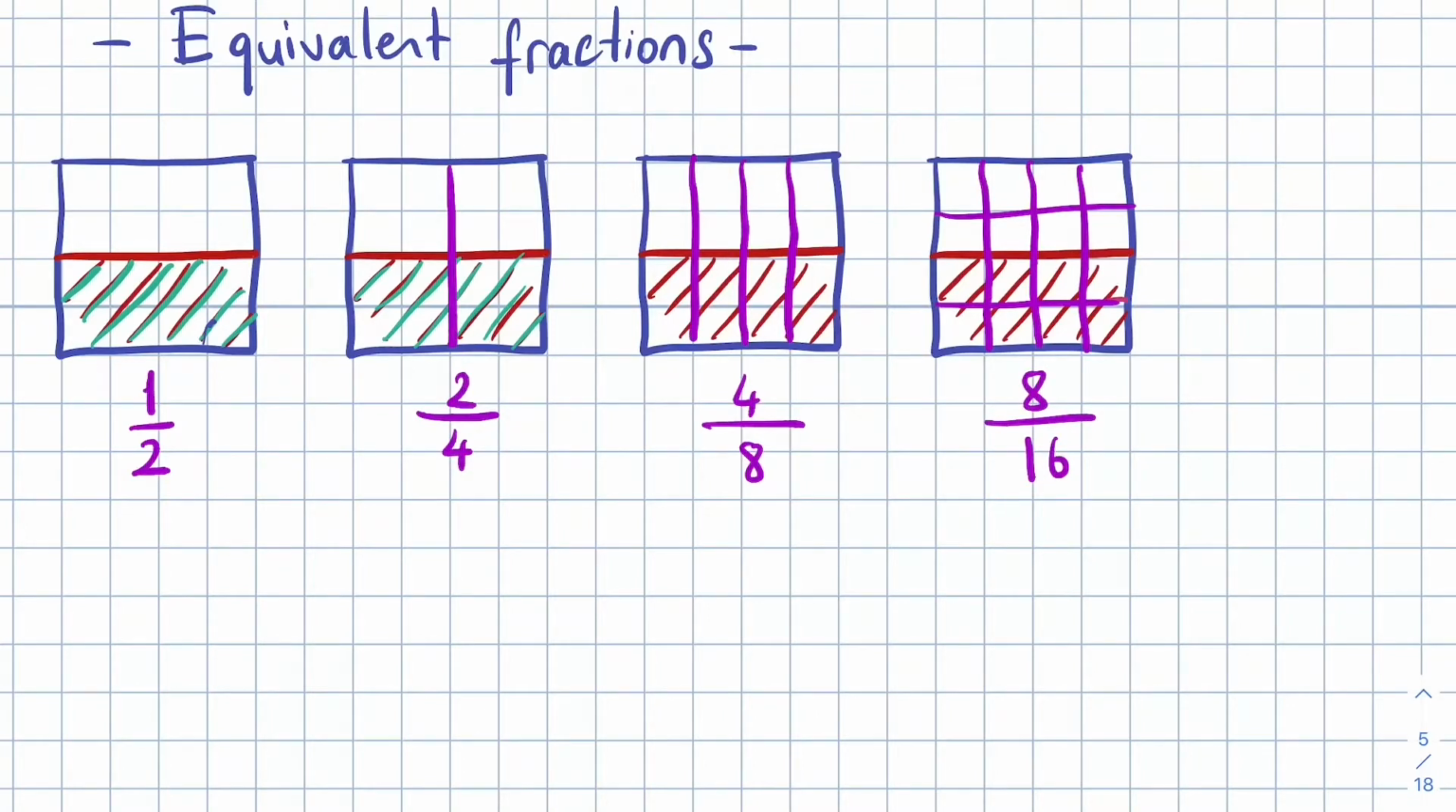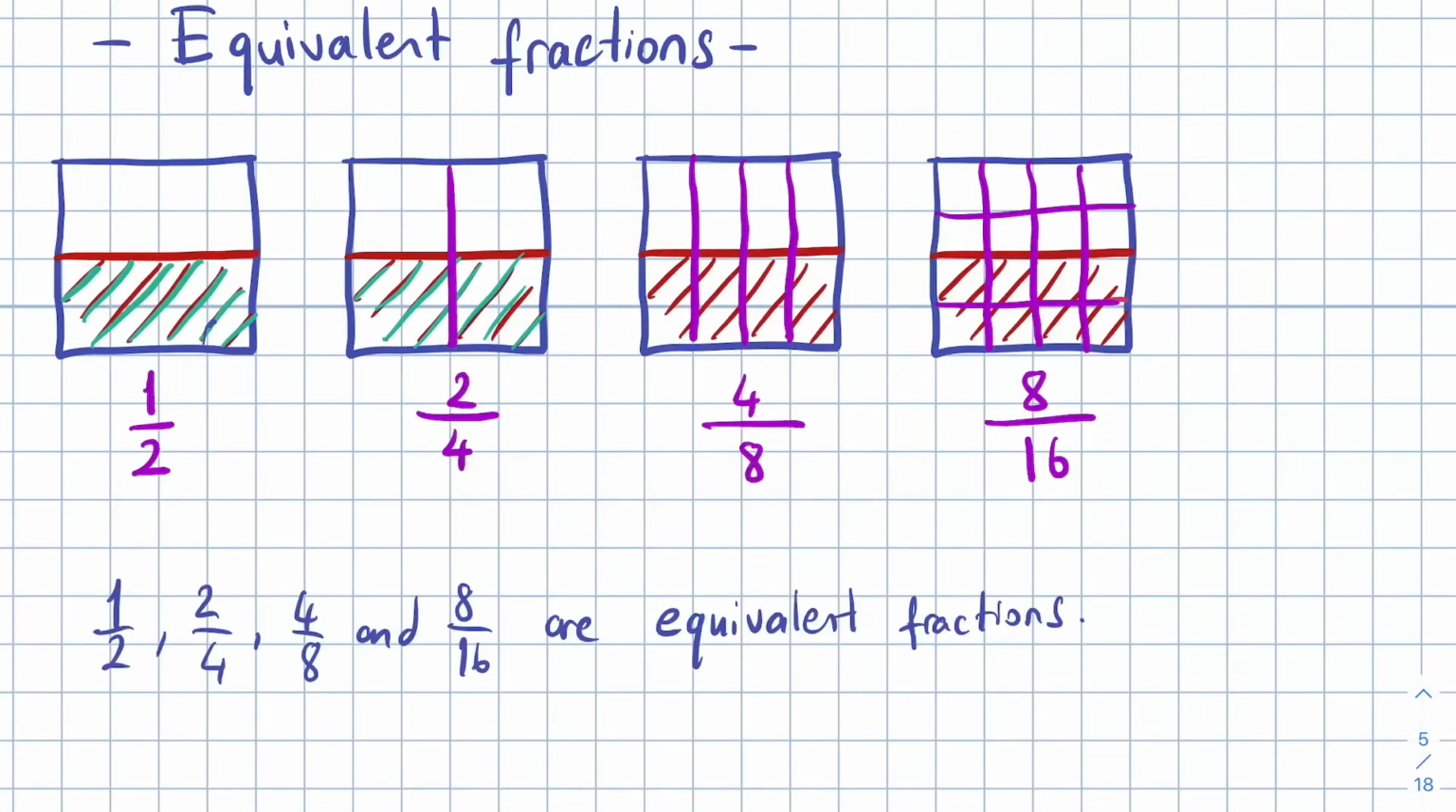And as you notice, all four figures have the same amount of shaded parts. So we can say that 1/2, 2/4, 4/8, and 8/16 are equal. Then they are equivalent to each other.